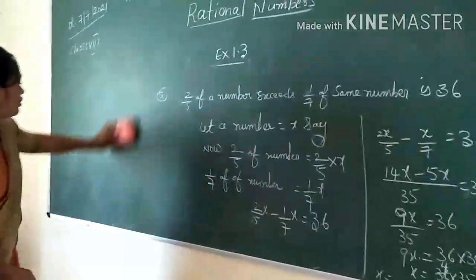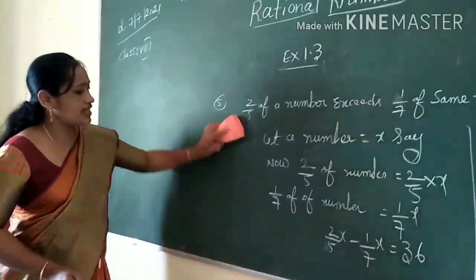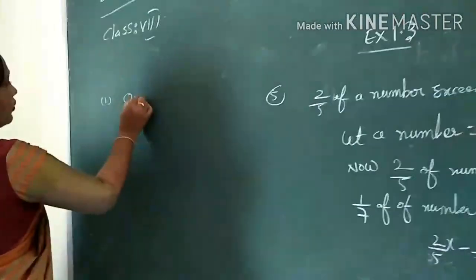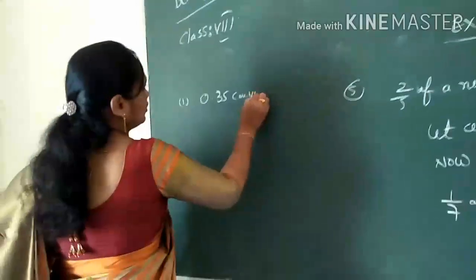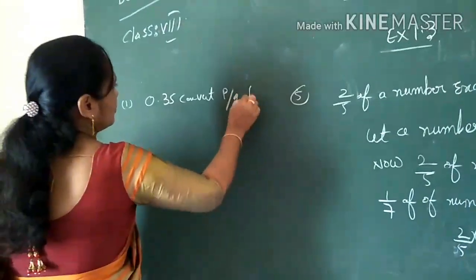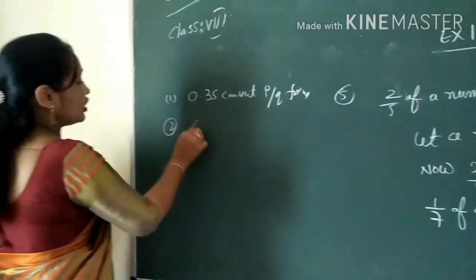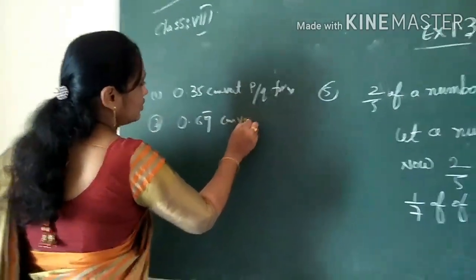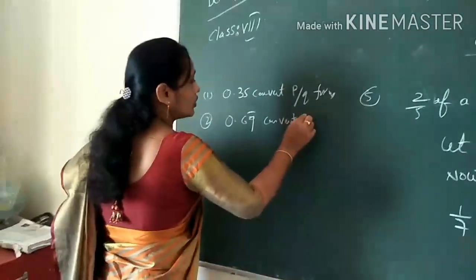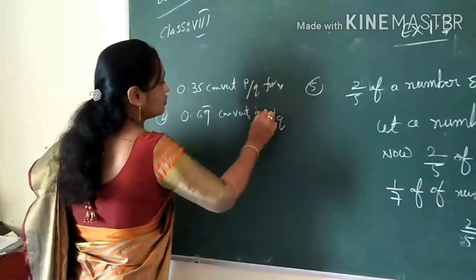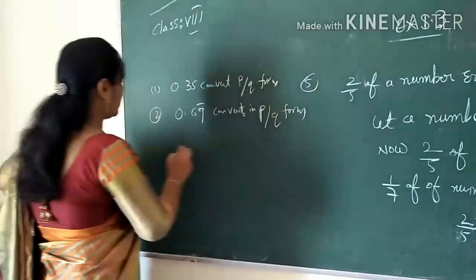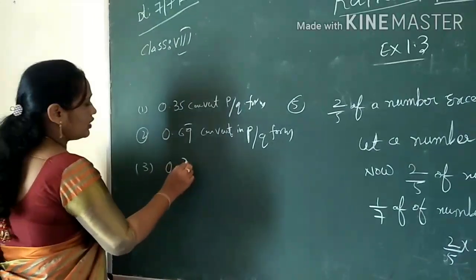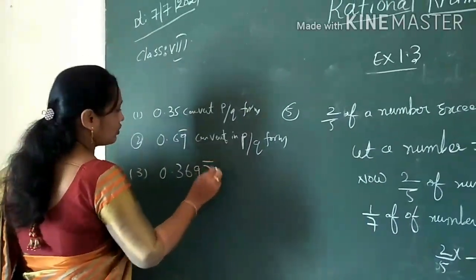Okay, children, we will give some assignment for tomorrow. First one is to convert into decimal form. Convert 0.35 into p by q form. And again 0.694, convert into p by q form. Again 0.3697 bar, convert into p by q form.